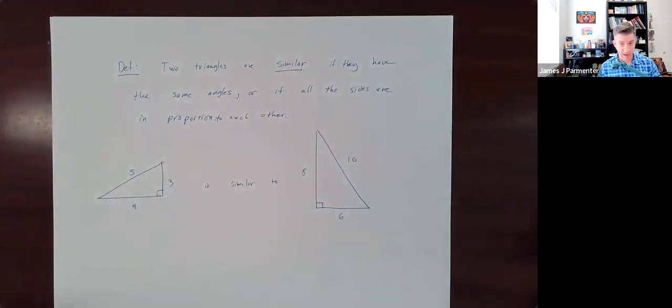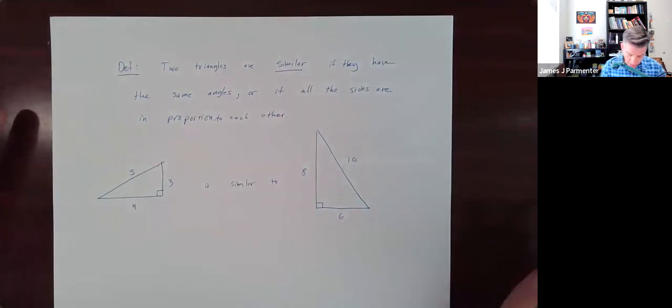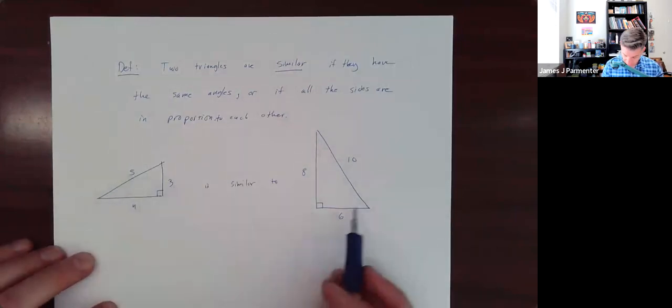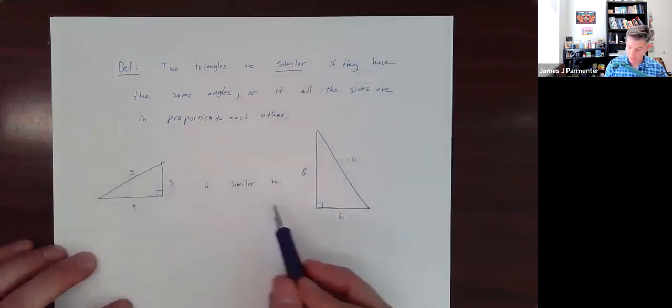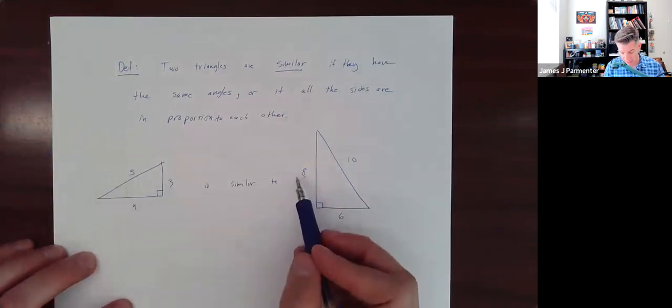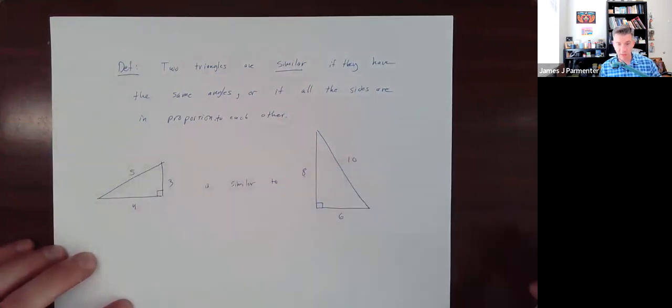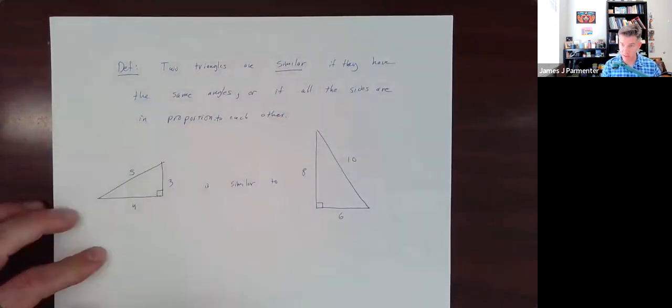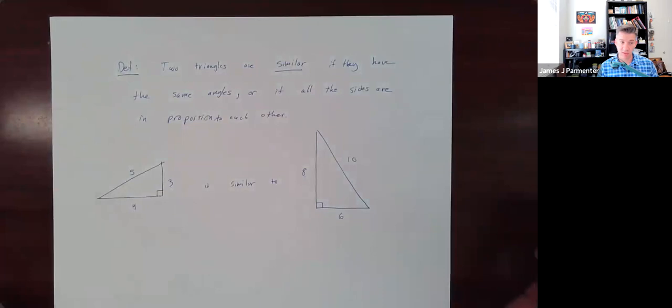And I can see that they're similar. I don't know what the angles are, although I kind of know what they are, but whatever. But I know they're similar to each other because every side here is in proportion to every side here, meaning 3 times 2 is 6, 4 times 2 is 8, 5 times 2 is 10. So if each of these sides here is a multiple of one of each of these sides here, then you can say that the triangles are similar to each other.